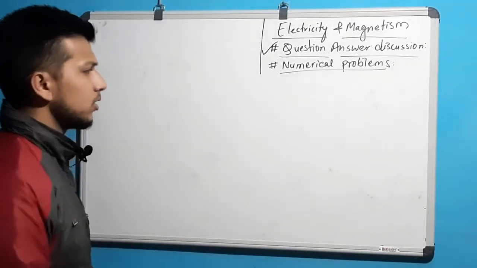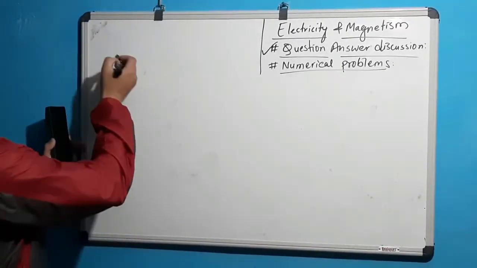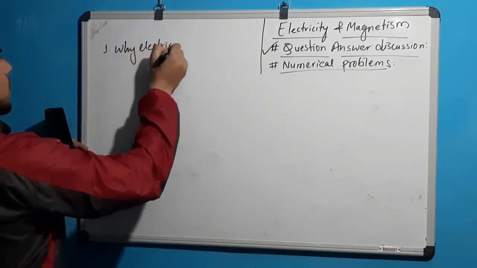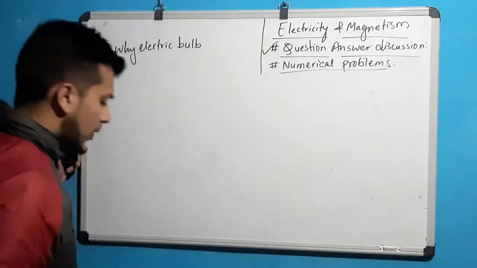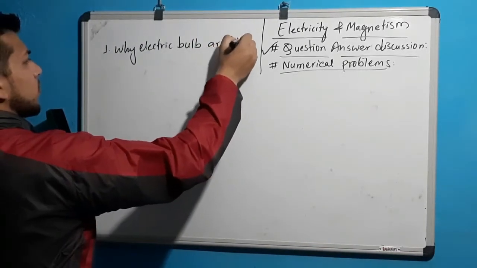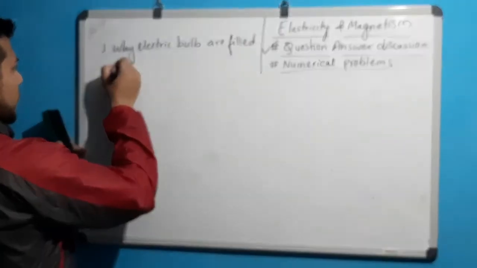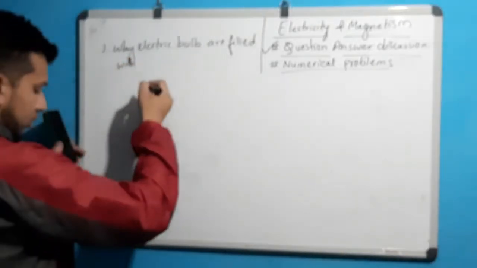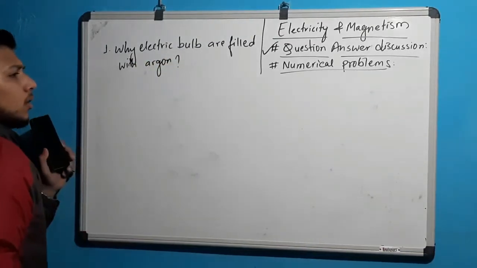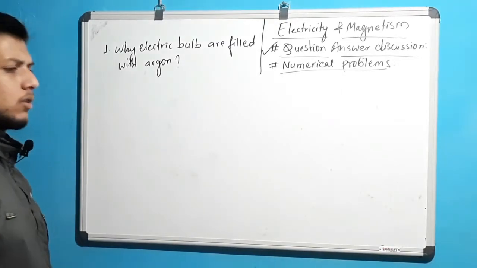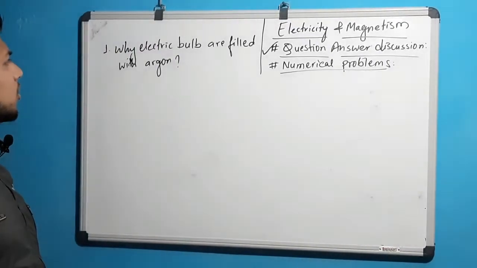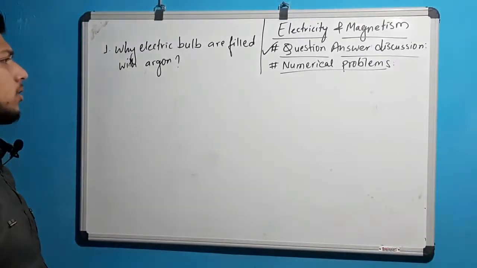Now the first question is, why are electric bulbs filled with argon? First question, we should give a reason because there is a why question. Why are electric bulbs filled with argon?